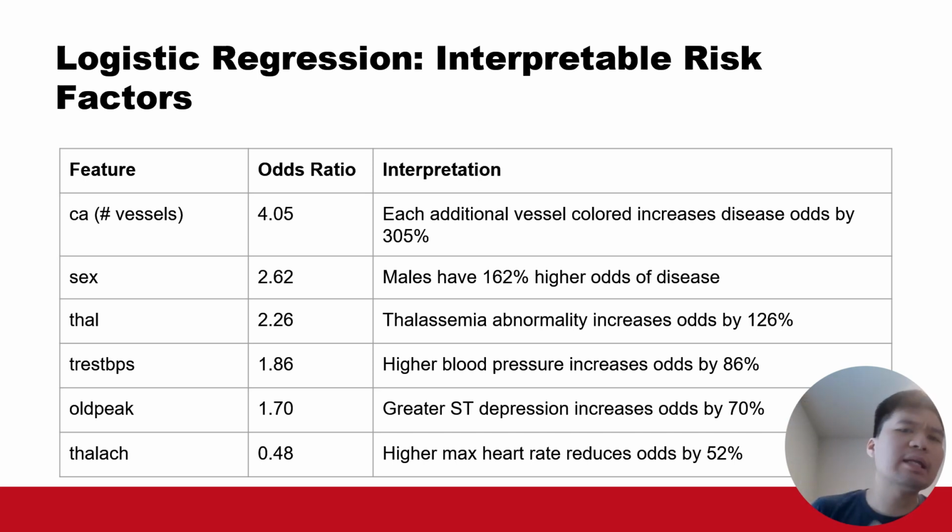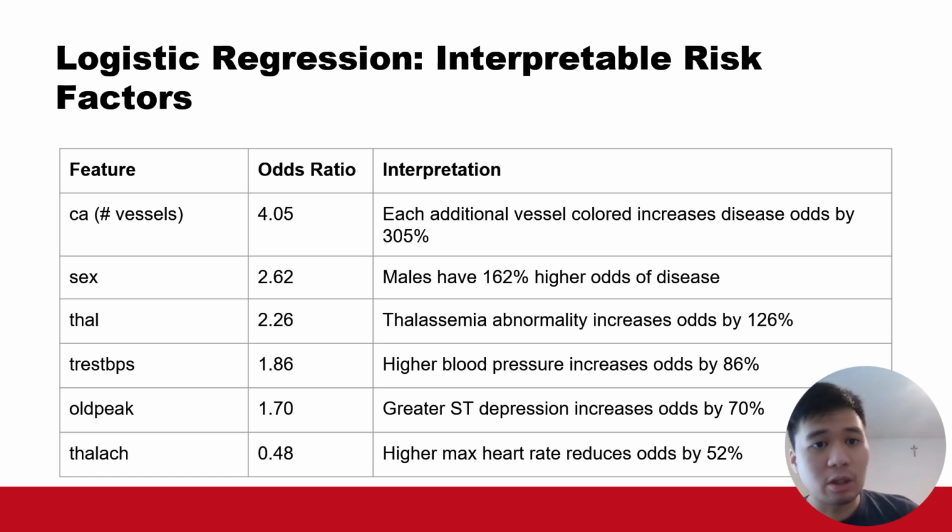Now, even though KNN achieved the highest accuracy, logistic regression offers something incredibly valuable: interpretability. This slide shows all the odds ratios for the features that we care about, which tells us exactly how much each clinical factor increases or decreases the risk of heart disease. Now, let me walk you through the most important findings.